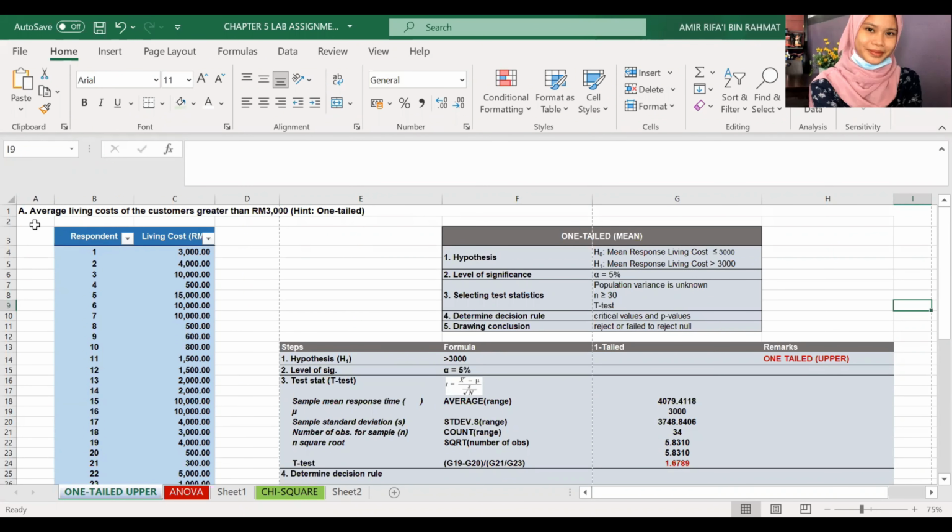Question 1a. For this question, we use one-tail upper. The null hypothesis: mean response living cost is less than or equal to 3000. For the alternative hypothesis: mean response living cost is more than 3000. The level of significance is alpha equal to 5%.